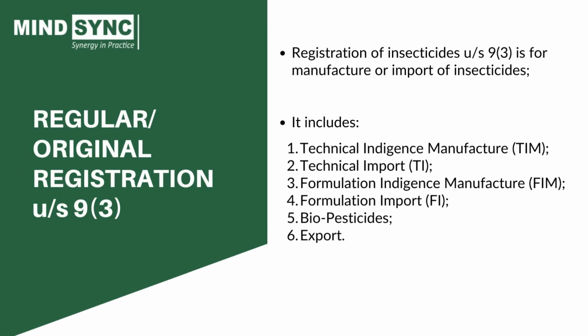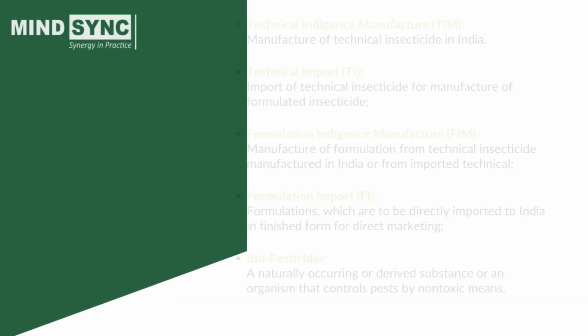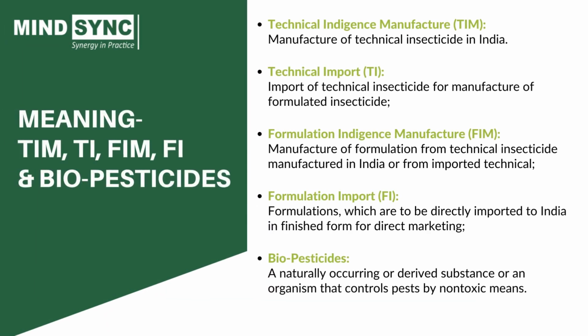Insecticides registration under Section 9 subsection 3 is for the manufacturing or import of insecticides. The registration includes technical indigenous manufacture, technical import, formulation indigenous manufacture, formulation import, biopesticide, and export. The certificate of registration is obtained from CIB RC. Let's now know the meaning of each term.